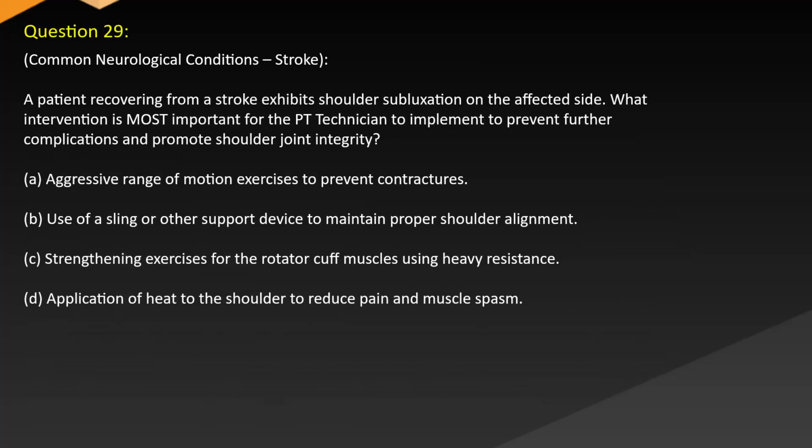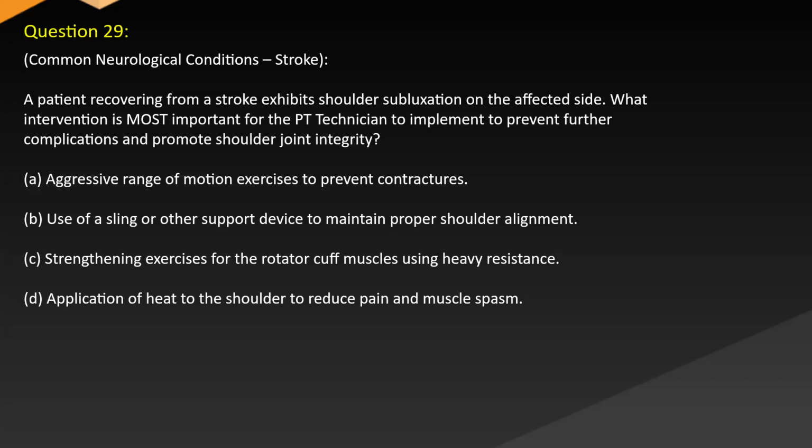Question 29. Common neurological conditions. Stroke. A patient recovering from stroke exhibits shoulder subluxation on the affected side. What intervention is most important for the PT technician to implement to prevent further complications and promote shoulder joint integrity?